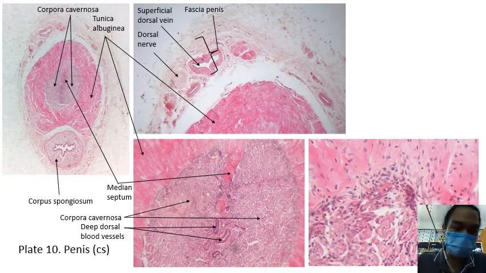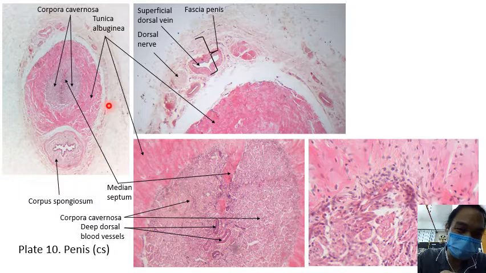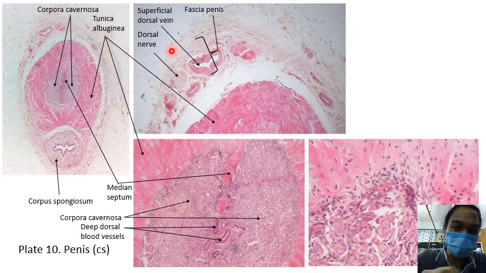And then lastly, the copulatory organ for the males is the penis. So this is a cross-section. We can see, of course, that this is the dorsal part, and this is the ventral part. Here's the urethra from a while ago. It's surrounded by the corpus spongiosum. Here in the dorsal part, of course, there are blood vessels. You can see the superficial dorsal vein here in the dorsal part.